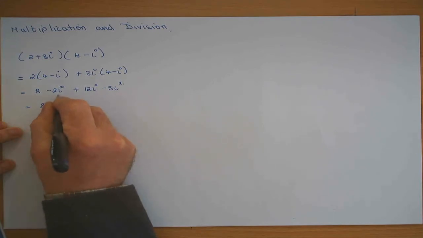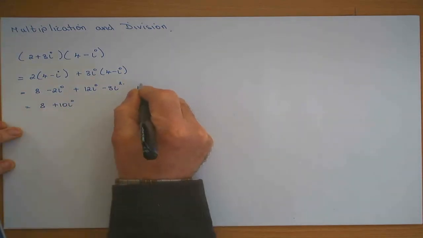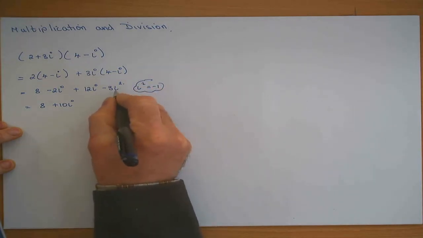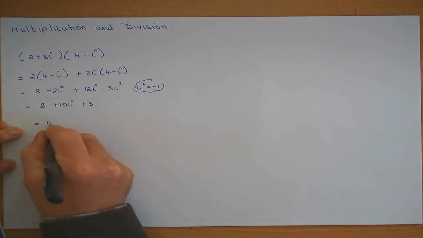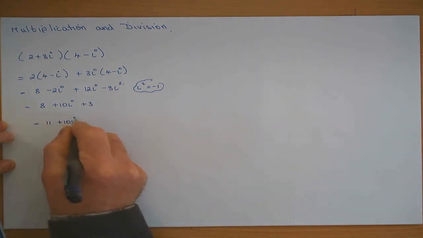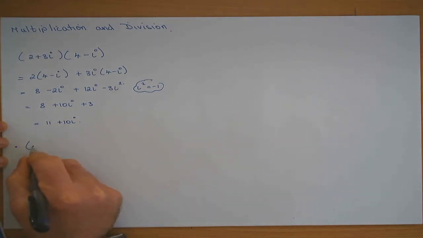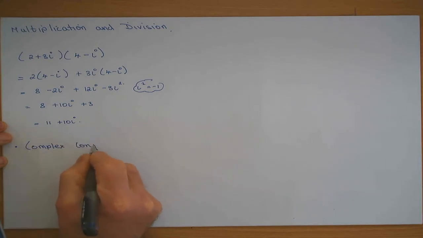That's 8. Minus 2 iota plus 12 iota is 10 iota. I know iota squared is minus 1. So that's minus 3 times what? Minus 1, which is plus 3. 8, 9, 10, 11 plus 10 iota. Right? That's the multiplication. What about complex conjugates?